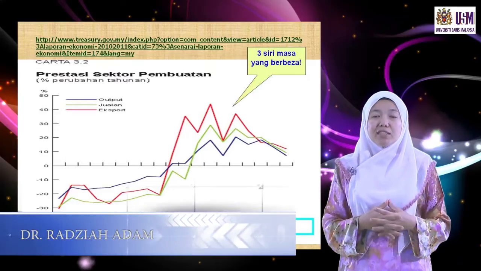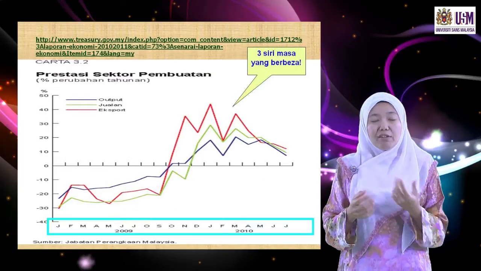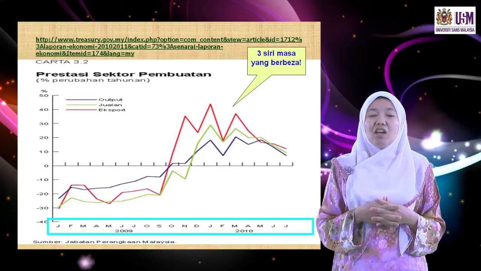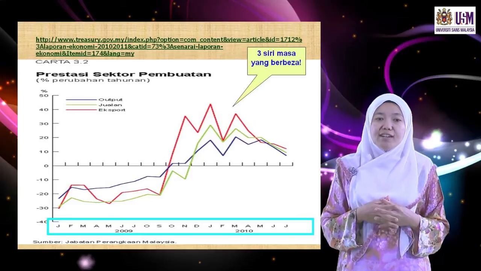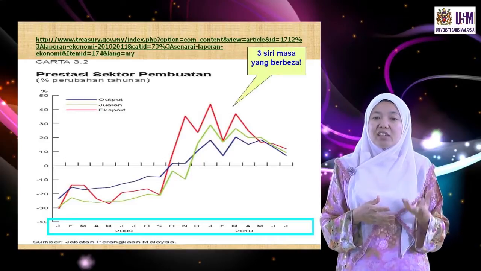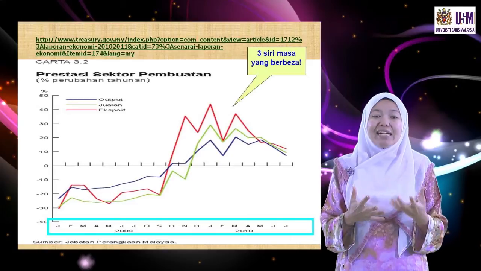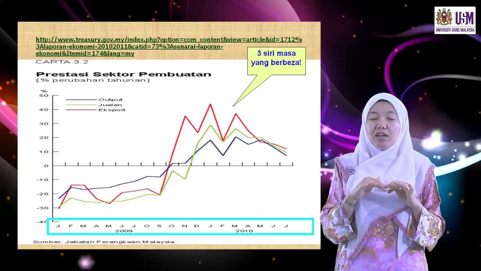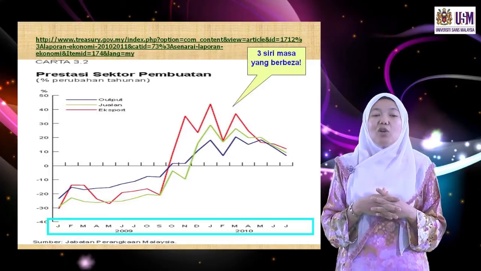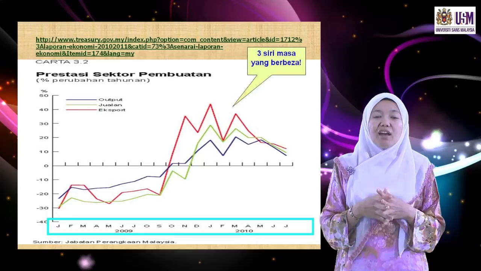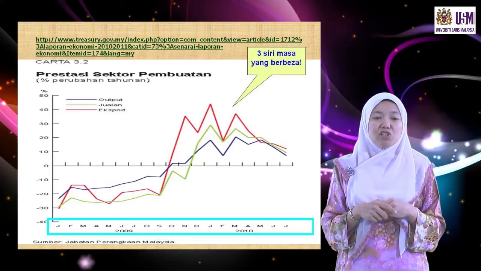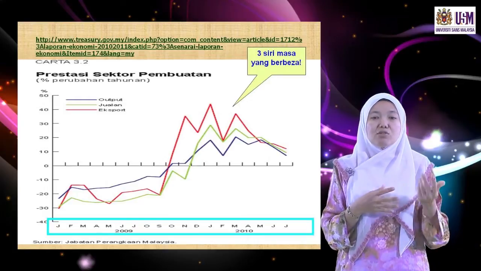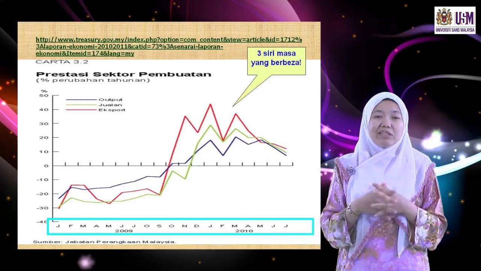So let's look at the first example of time series. The graph that you have on screen is the performance of the manufacturing sector in terms of the growth rate for Malaysia, for 2009 and 2010. This is a monthly time series. If you look at the horizontal axis, the x axis, you have January, February, March, April and so on for 2009, and then you have the same cycle again, January, February, March and so on for 2010.